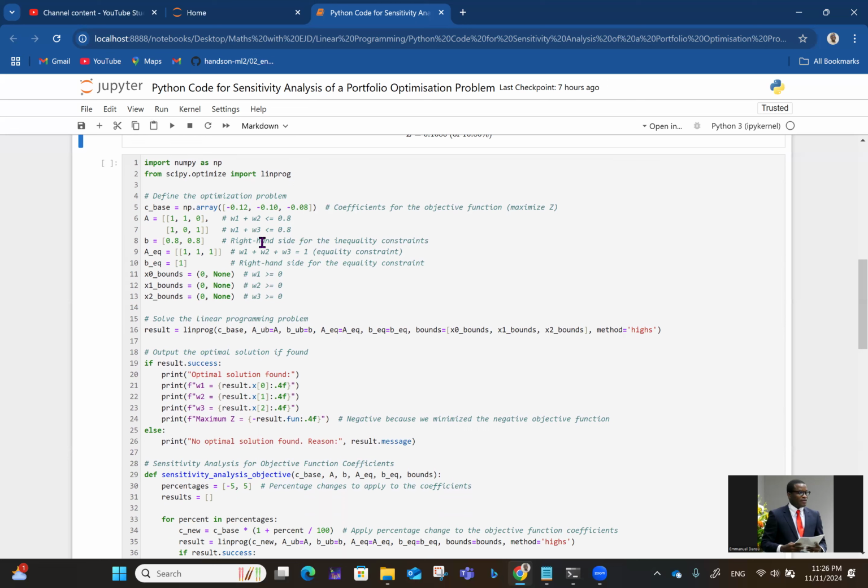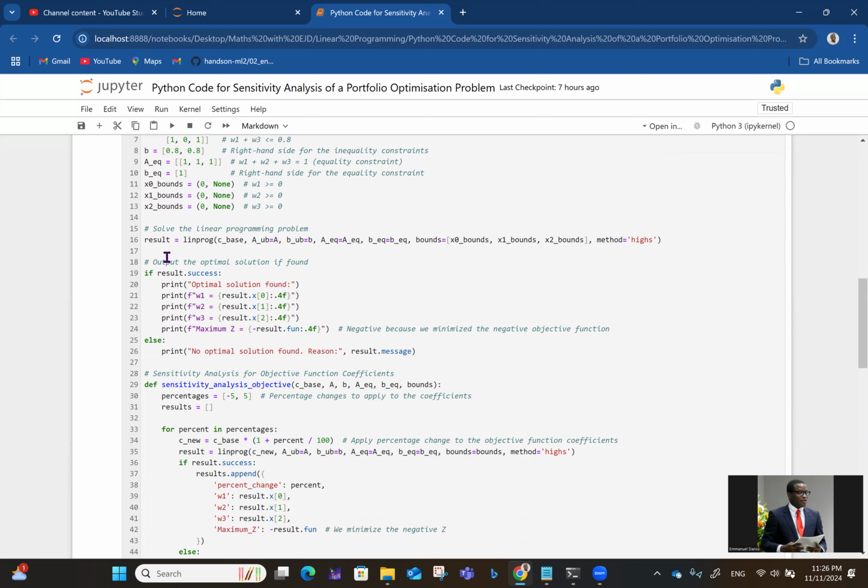And talking about the right-hand side, you have 0.8, 0.8. That's what you have there. Then for the equality constraint, you have A underscore eq, line 9. So that is 111. And the right-hand side of the equality constraint is also 1. Then the bounds, I mean the non-negativity constraint, everything is greater than or equal to 0.